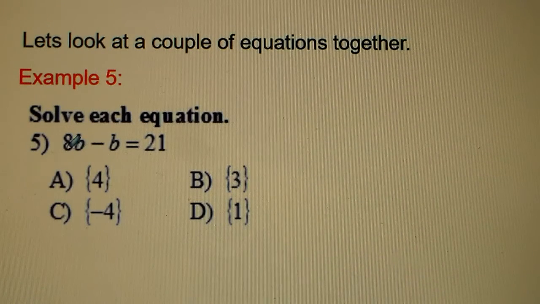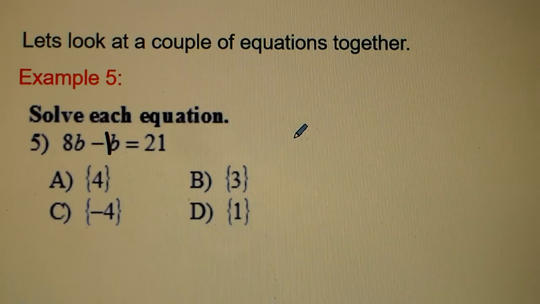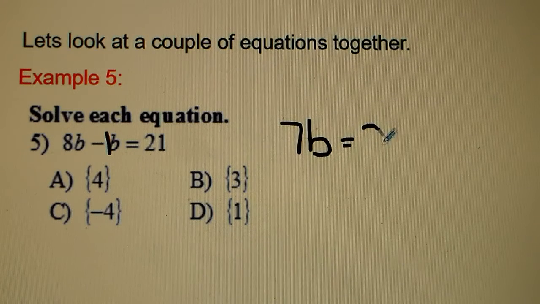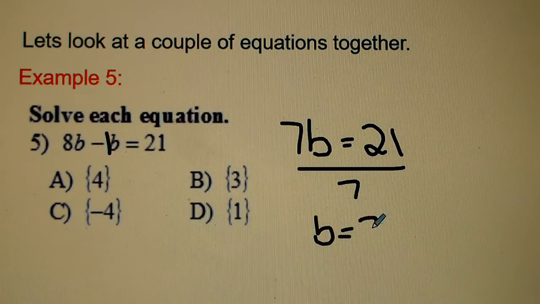Number 5 here, we have 8b minus 1b because there's an imaginary 1 in between the negative sign and the b. So 8 minus 1 gets us 7. So we have 7b is equal to 21. Divide both sides by 7, and we're going to get b equals 3.